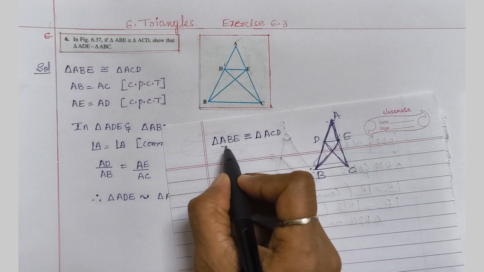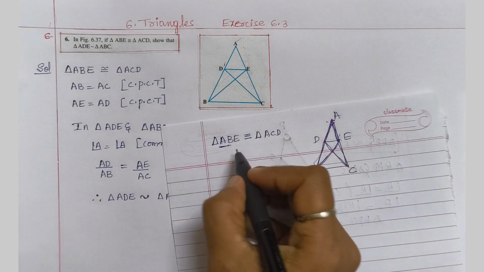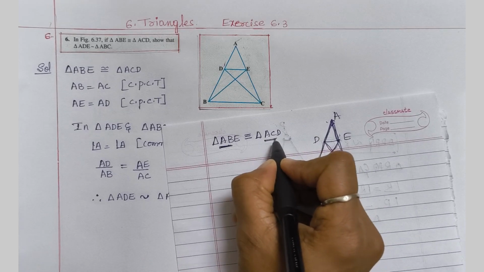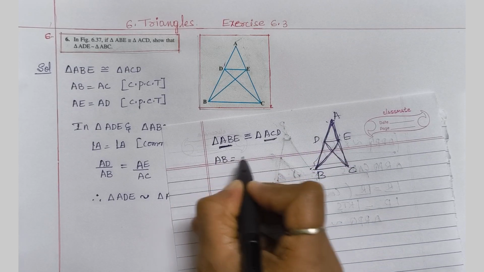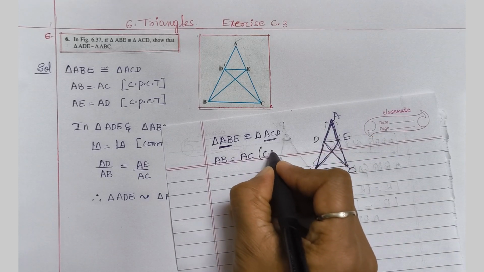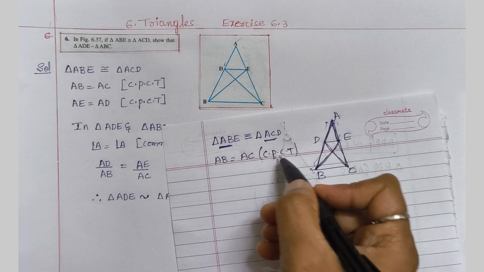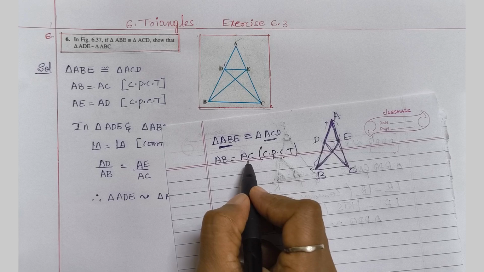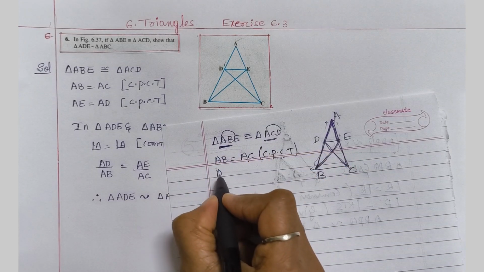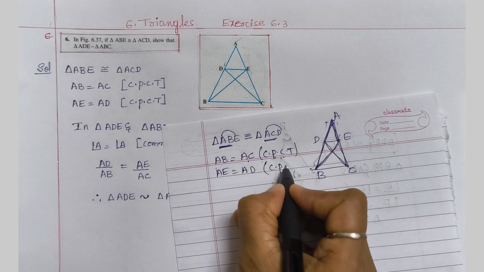See here, these two triangles are congruent triangles. Congruent triangles means their corresponding sides are also equal. So AB equal to AC. What is the reason? CPCT, corresponding parts of congruent triangles. AB equal to AC. Next we will write AE equal to AD. What is the reason? By CPCT.